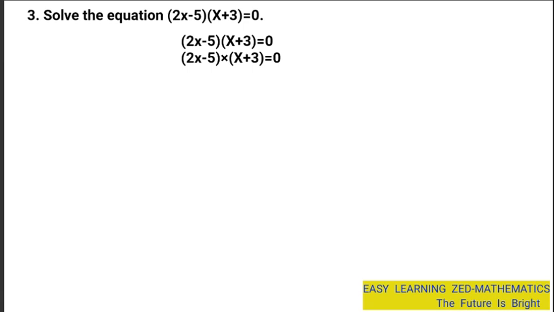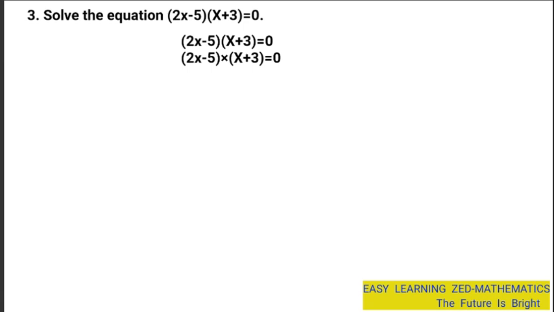One number is 0. If you are multiplying two numbers and the answer is 0, you should know that one number is 0. So in this case, either 2x minus 5 is equal to 0 or x plus 3 is equal to 0. Okay, so now we need to find the value of x.